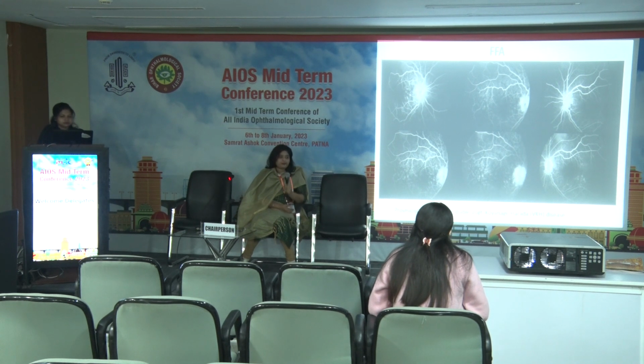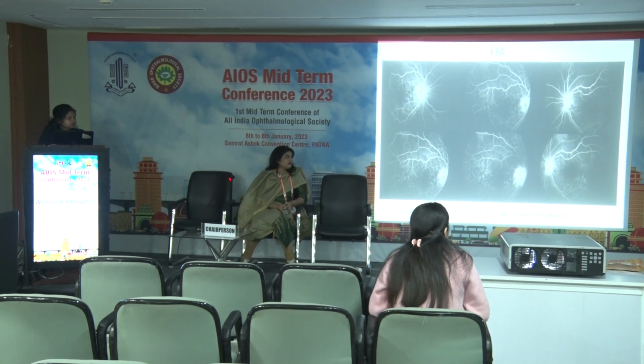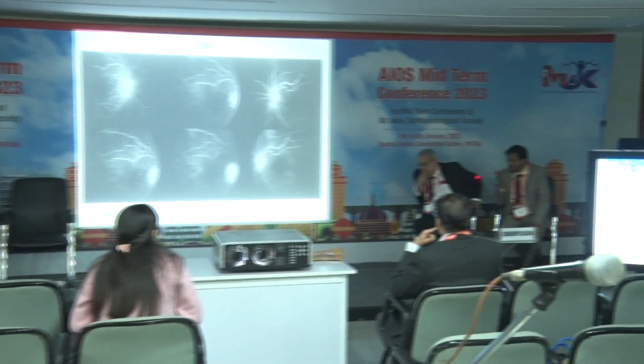And one more thing, this early pinpoint leakage along with the pooling of the dye in the late stage with disc staining in the late stage can be seen in posterior scleritis, VKH and SO. There are only these three conditions. If there is a history of trauma, then it is SO. If there is no history of trauma, it is VKH. If unilateral involvement, think of posterior scleritis.